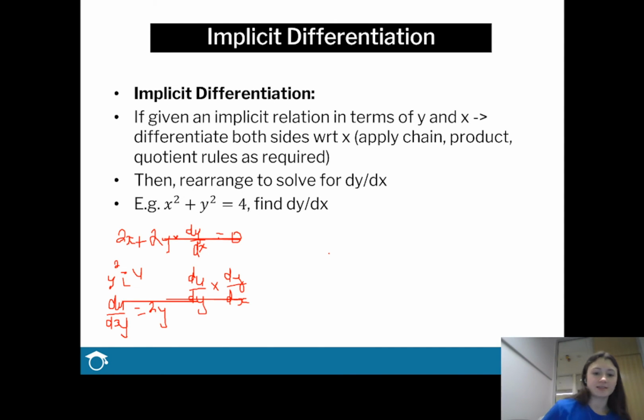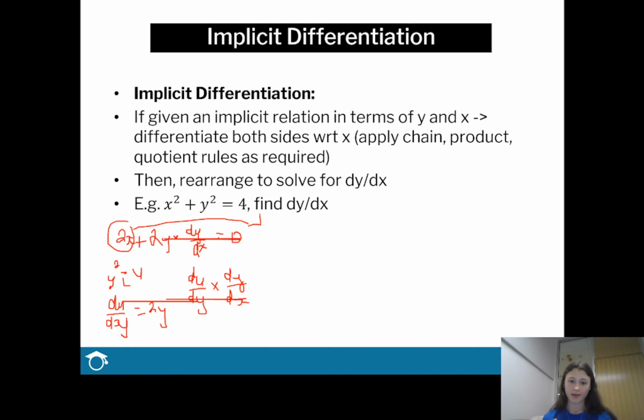And from there, to find dy dx, what we actually need to do is do some algebra and isolate dy dx. So I won't write it because it'll take too long, but what we need to do is take this 2x over to the other side to give us negative 2x, and then obviously this 2y is multiplied by dy dx, so we're going to go negative 2x divided by 2y is going to give us dy dx. Those 2's are going to cancel out, meaning that dy dx is going to be negative y on x.